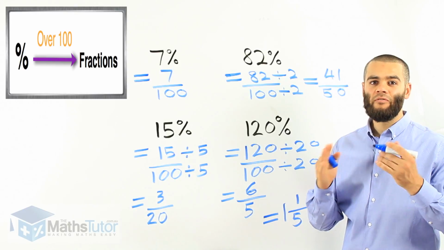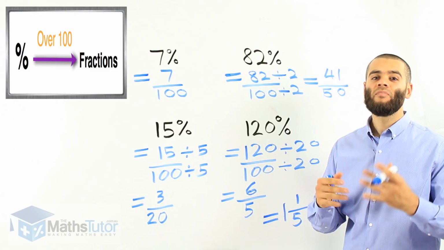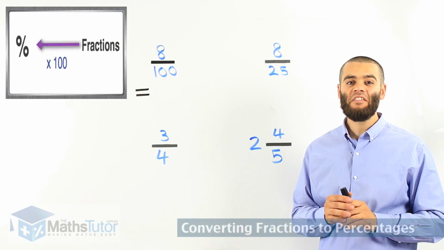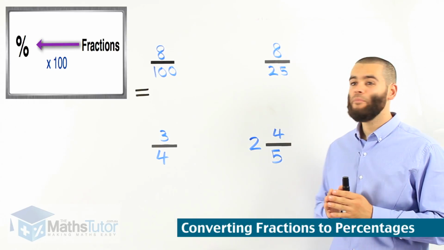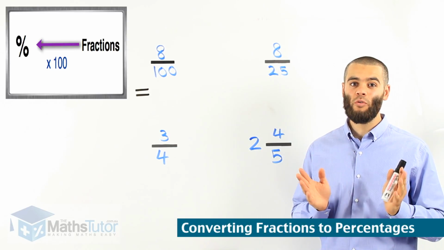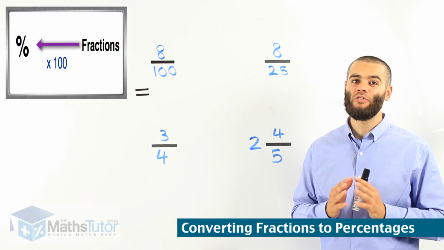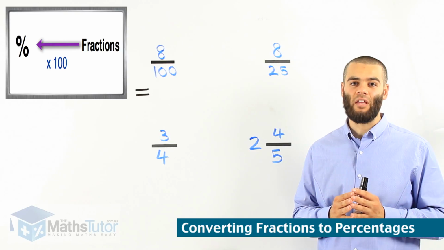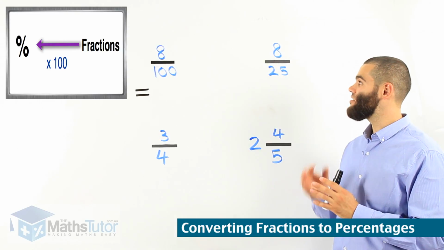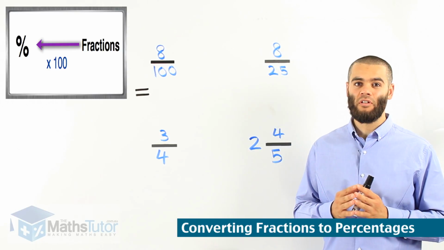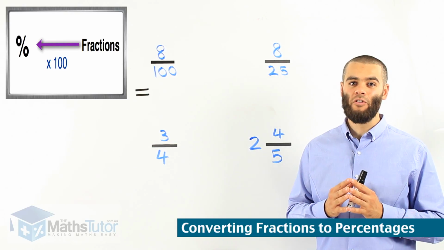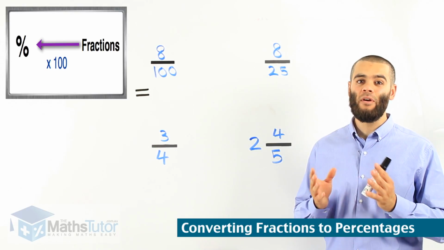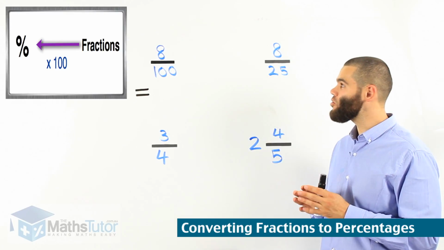Now we're going to go from fractions back to percentages. We are now asked to convert fractions back to percentages. We know the rule. We have to multiply by 100 over 1, or multiply by 100, same thing. So, in this case here, we have 8 over 100. Do we need to multiply it by 100? Generally, yes. However, we can tell straight away there's a shortcut.